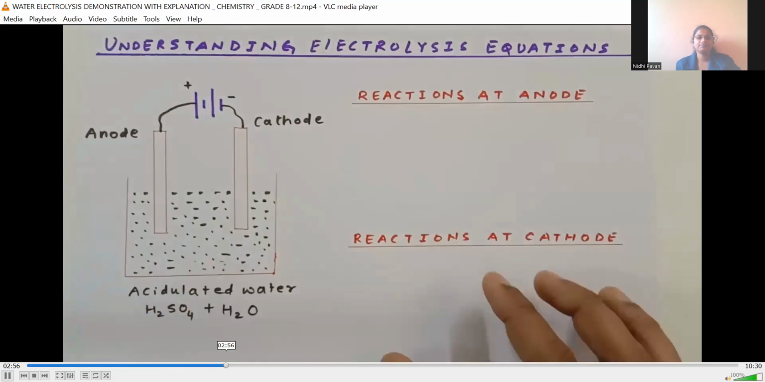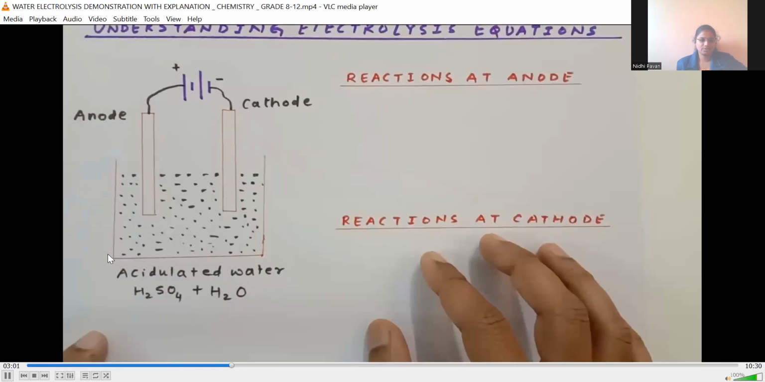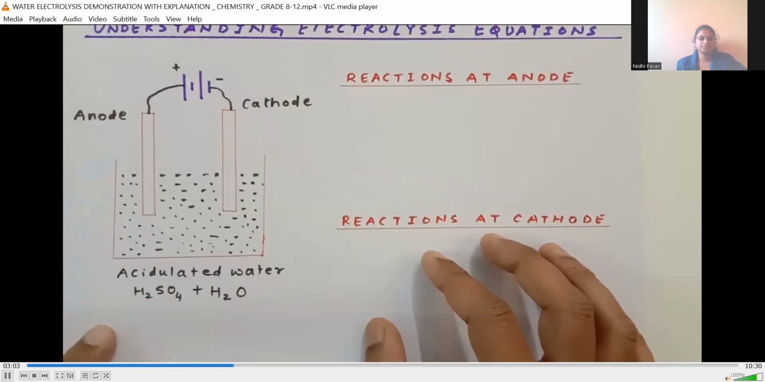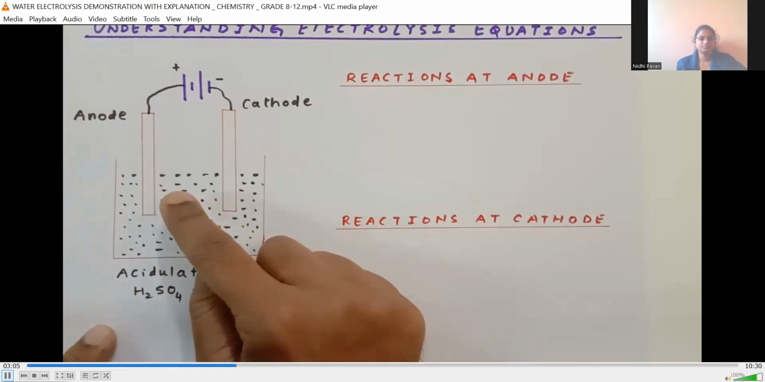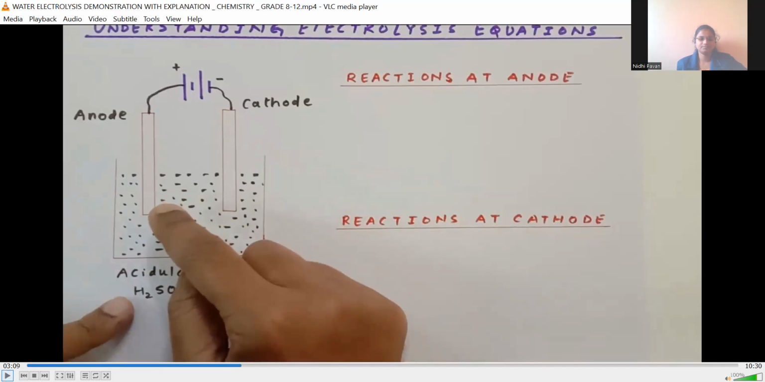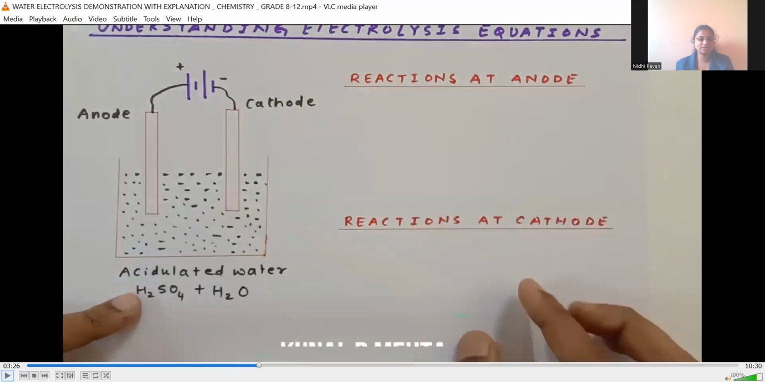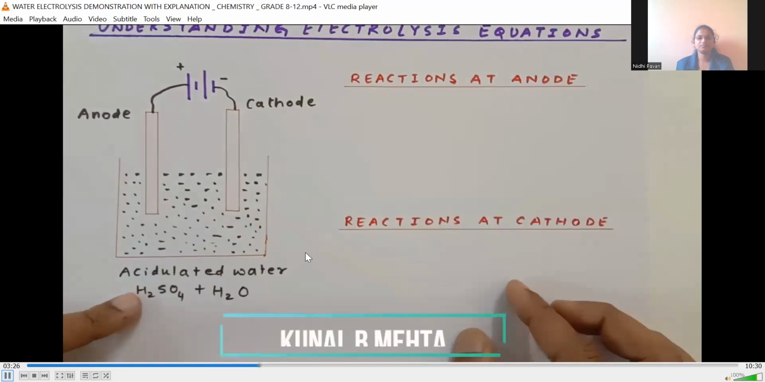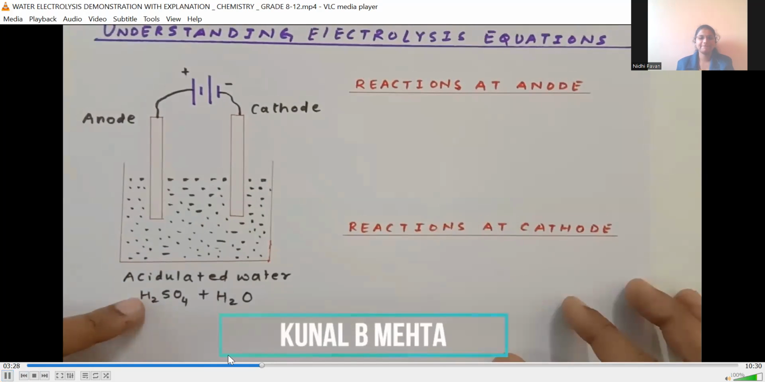This is our anode, connected with the positive terminal of the battery. We generally use platinum or graphite rods. Usually platinum rods or graphite rods are used, and we know that at the anode we have oxygen gas. Let us see what will be the reaction there. For school demonstrations, that's perfectly fine, right?